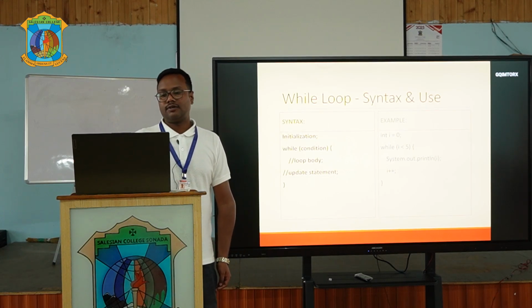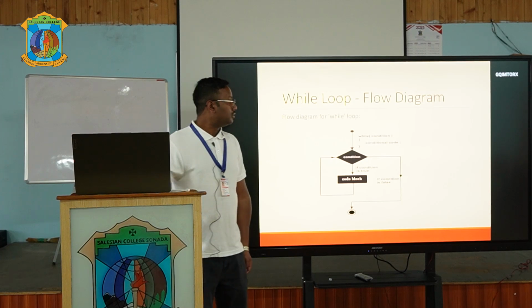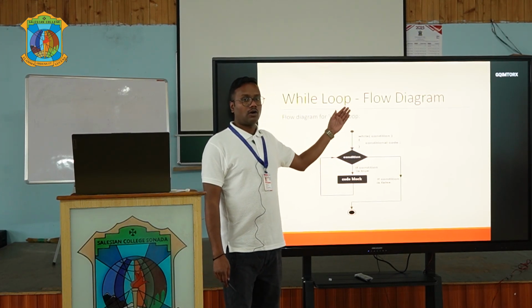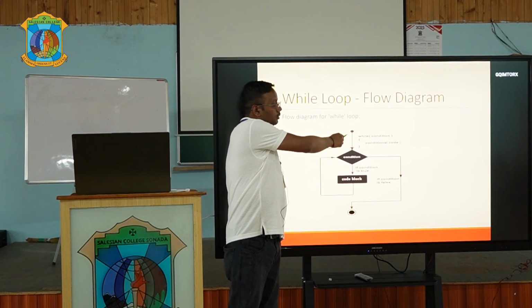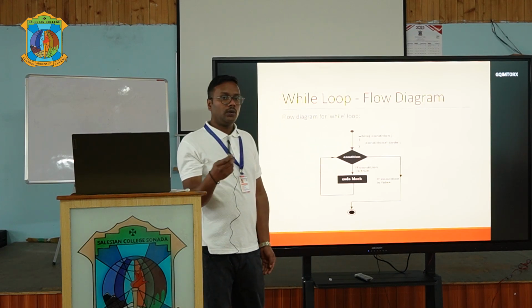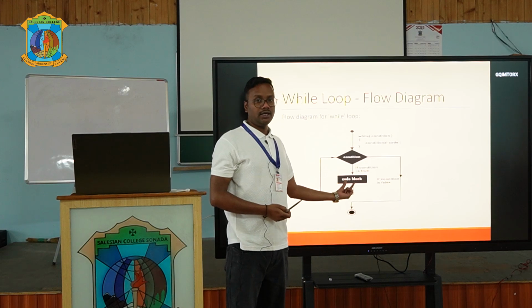Now we will see the flow diagram of a while loop. Note that in the while loop, the initialization is done outside the loop. Over here the initialization is done. Now the while loop condition will be checked. If the condition is true, you will enter the loop body, that means the code block will run.